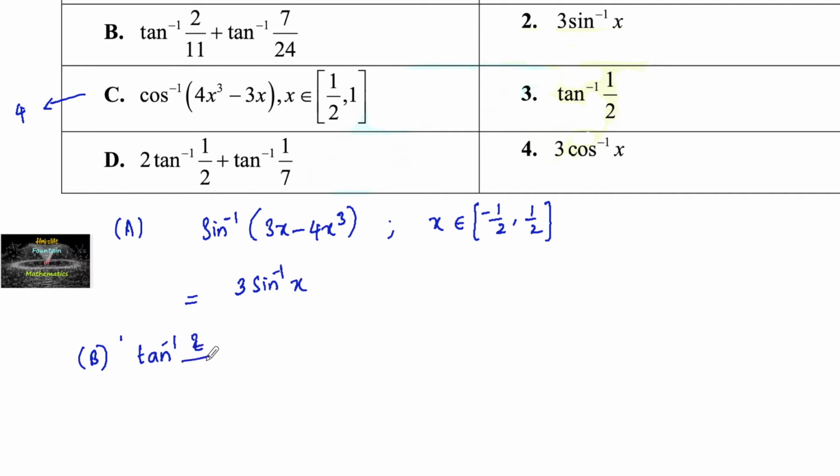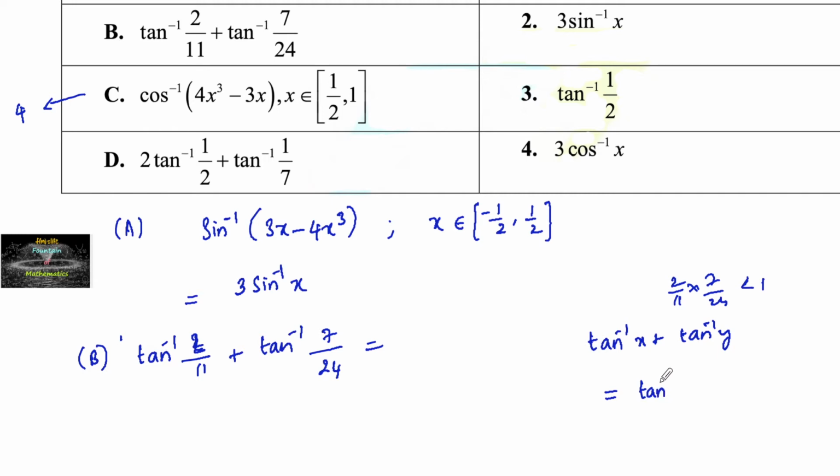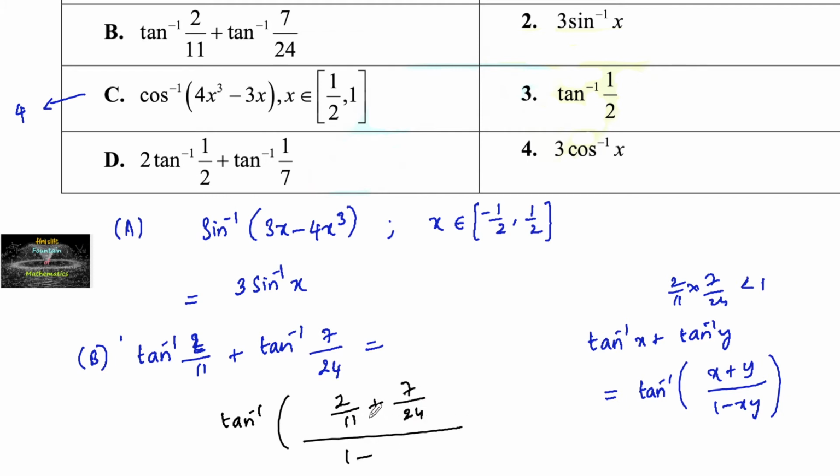Second, B: tan inverse 2 upon 11 plus tan inverse 7 by 24. Since 2 upon 11 into 7 by 24 is less than 1, we can use the formula tan inverse x plus tan inverse y for xy less than 1, which equals tan inverse of x plus y divided by 1 minus xy. So this equals tan inverse of 2 upon 11 plus 7 upon 24 divided by 1 minus 2 by 11 into 7 by 24.